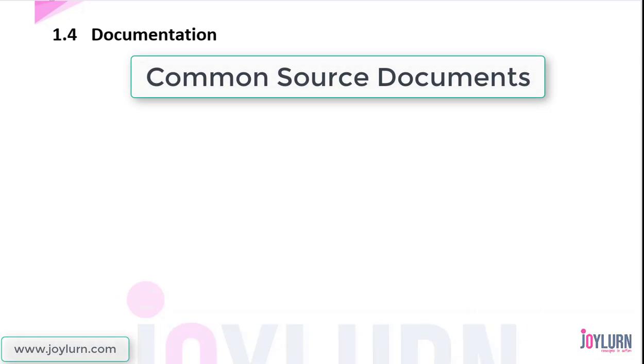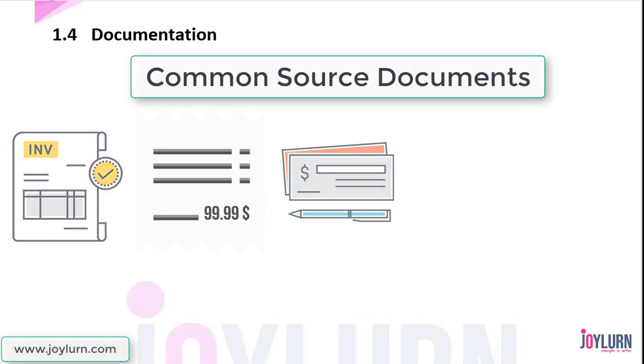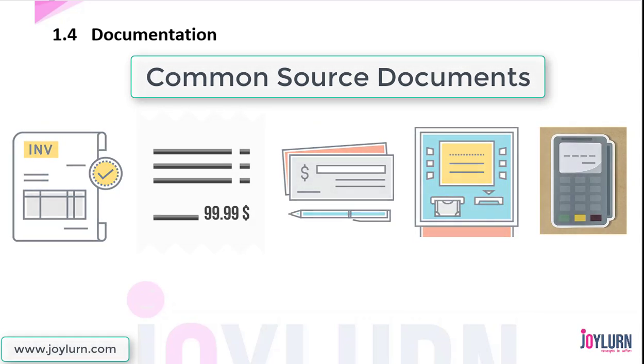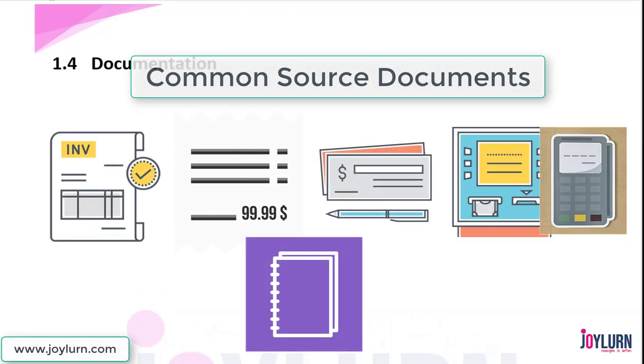Common source documents used in small businesses include tax invoices, receipts, check butts, ATM receipts, EFTPOS receipts, and memoranda. Let's go through some of the common examples of source documents that a business uses.